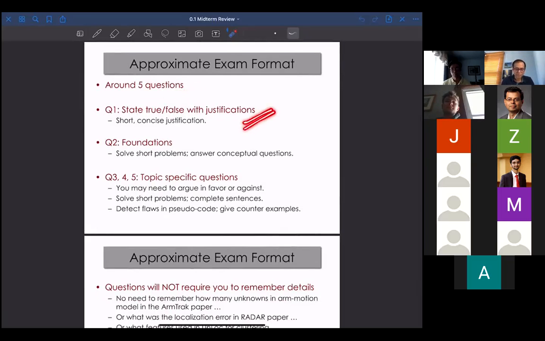First one is state true or false with justification. Concise justification is key. I might say that if you keep it blank, you get a point, but if you get the justification wrong, you might get a negative point. I might have negative scoring to prevent you from throwing a kitchen sink at the answer, right?